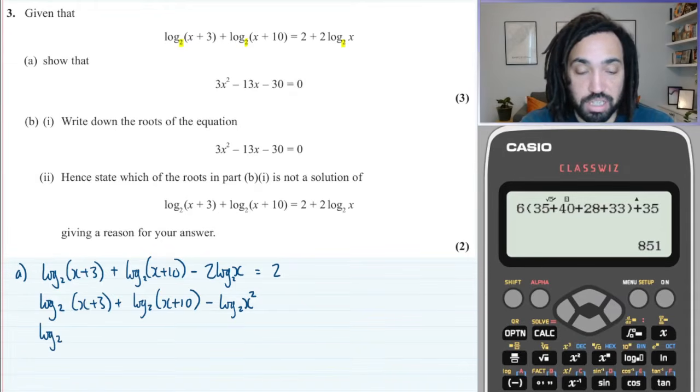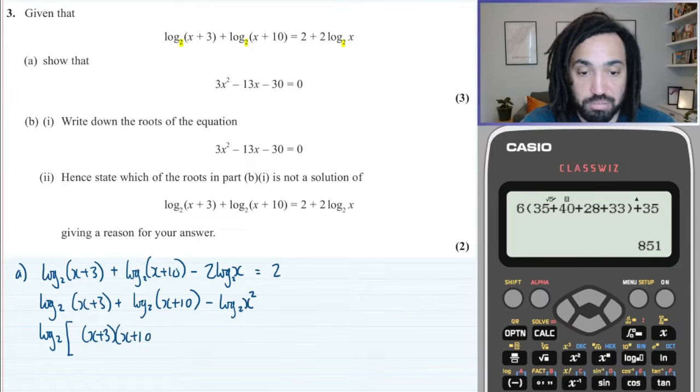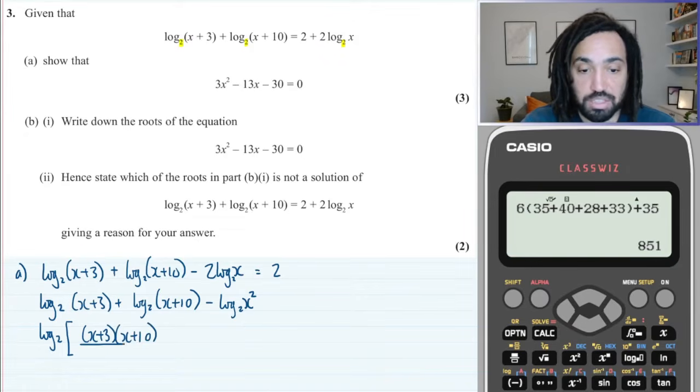So the single log is going to be x plus 3 is positive, and so is x plus 10, so we're going to times those together, but the x squared one is negative, so we're going to divide through by the x squared one, like so. And that's equal to 2.